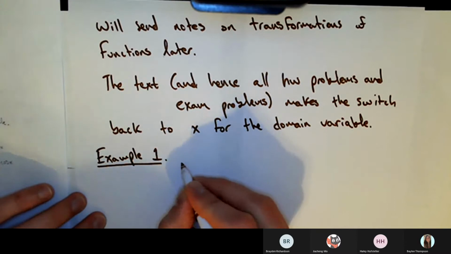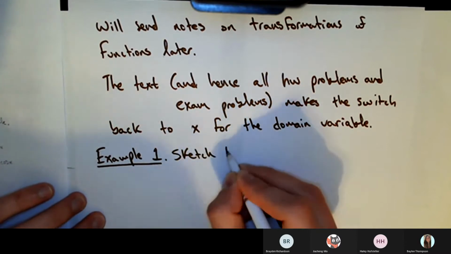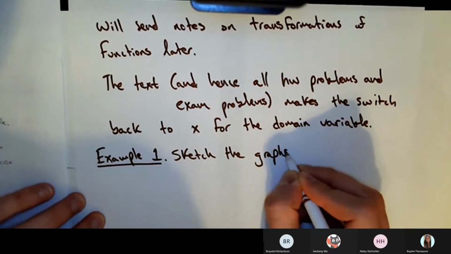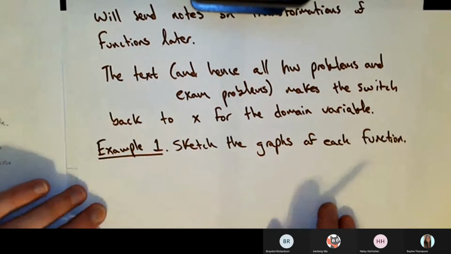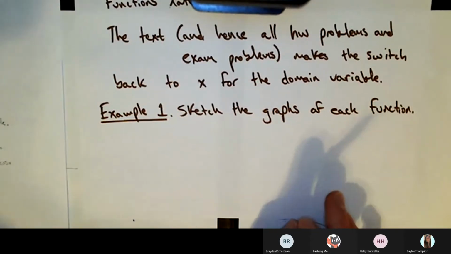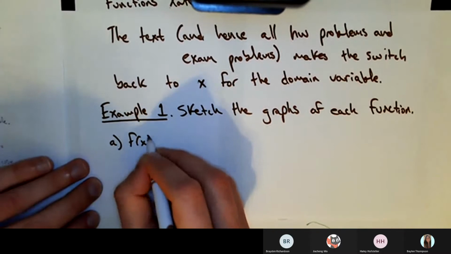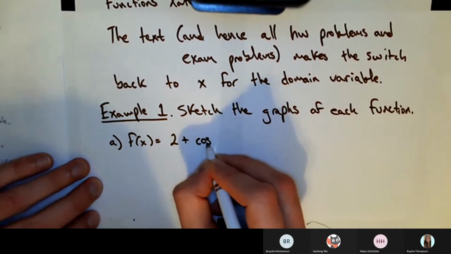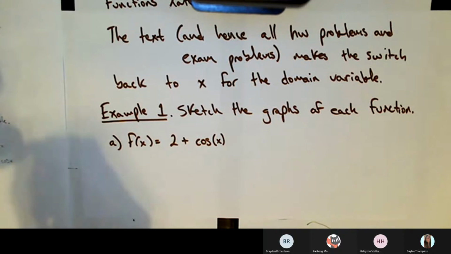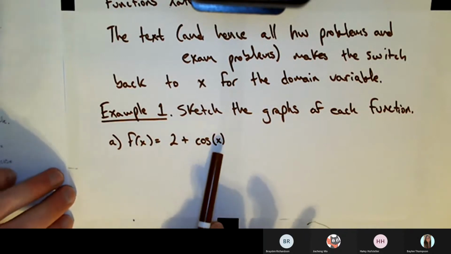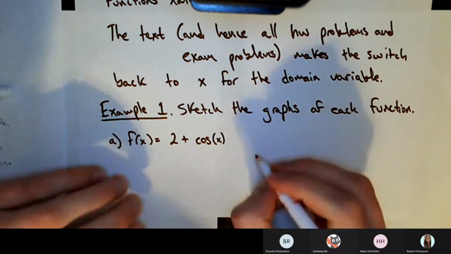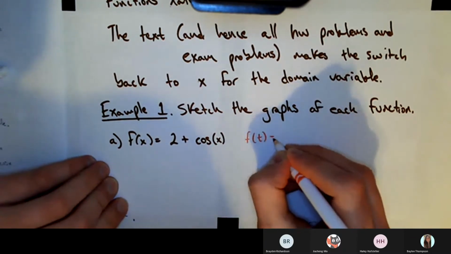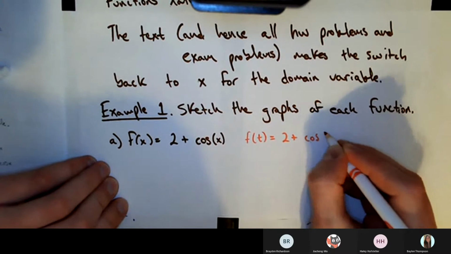All right, so let's say example one: sketch the graphs of each function. We're getting into graphing some transformed trig functions here, or at least sine and cosine. So let's say A, f of x equals 2 plus cosine x. You see what they're doing, right? They're using x as the input instead of t. So what I would like to do is say f of t equals 2 plus cosine of t.